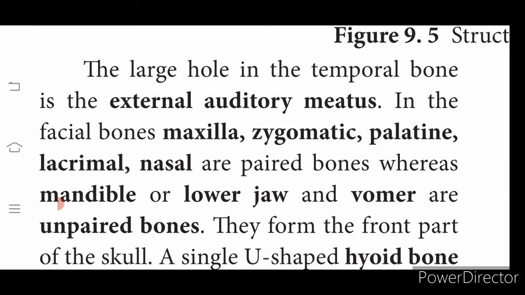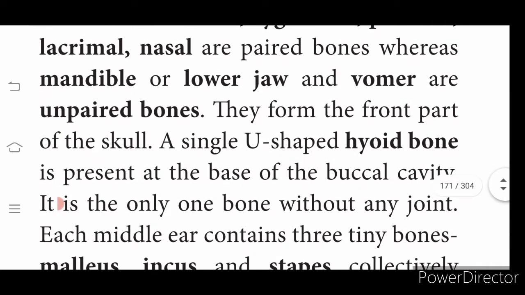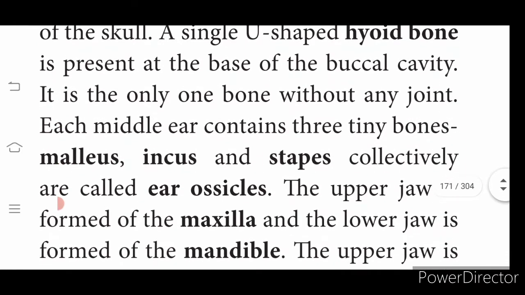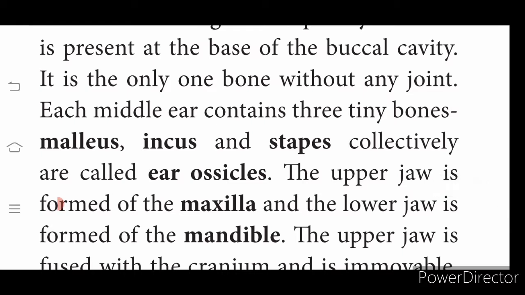In the facial bones, maxilla, zygomatic, palatine, lacrimal and nasal are the paired bones, whereas mandible, lower jaw and vomer are the unpaired bones. They form the front part of the skull. The single U-shaped hyoid bone is present at the base of the buccal cavity. There is no joint for this hyoid bone. It is just present without any joint. Because of the muscles around it, it is held in one place.